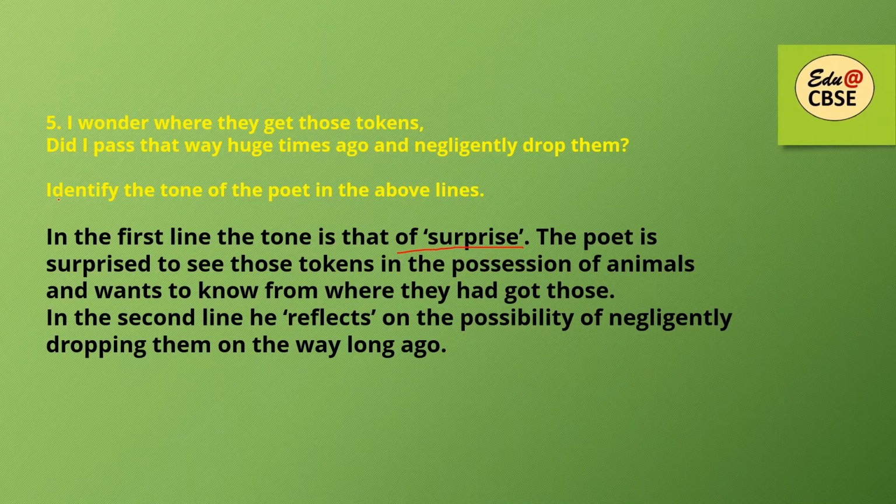और जो second line है, did I pass? So यहाँ पे we have a question mark also. So second line पे वो reflect कर रहा है on the possibility of negligently dropping them on the way long ago. So वो सोच रहा है कि हो सकता है ऐसा हुआ है. So did I pass that way huge times ago and negligently drop them? So he's reflecting.